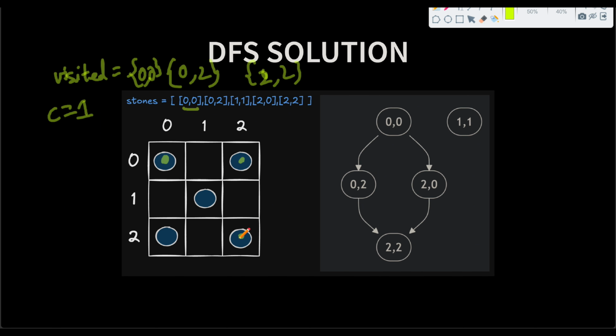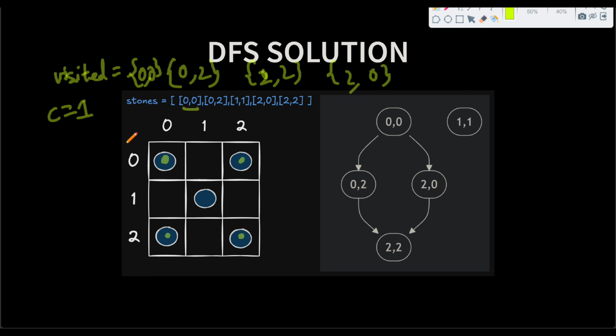Then we see who is the unvisited neighbor of 2, 2. It is 2, 0. So we will also add it to the visited set. And now we come to 0, 0 again, and we had to visit 0, 2 earlier. But now it is already visited. So we will continue. And now we have visited all the stones through this DFS. So we will return to the calling method where we started the DFS.